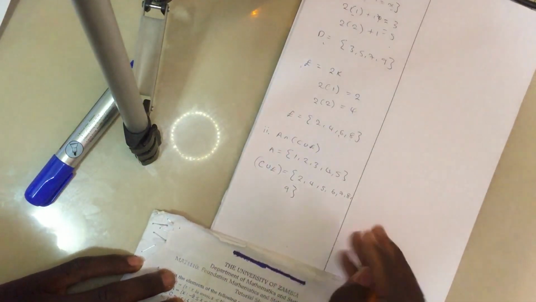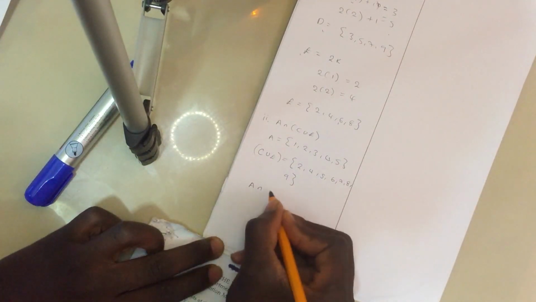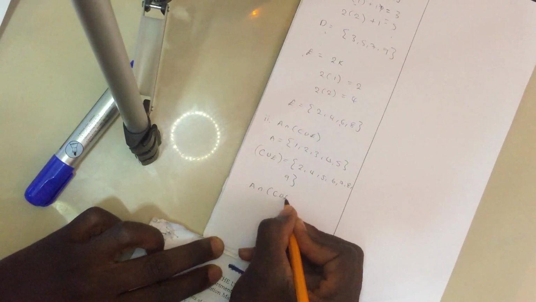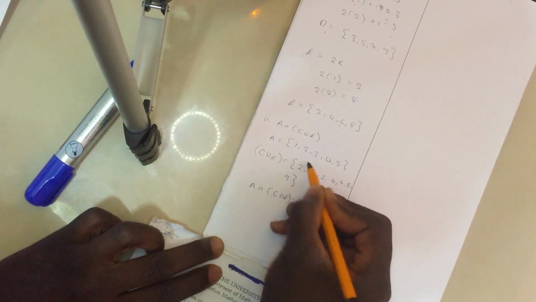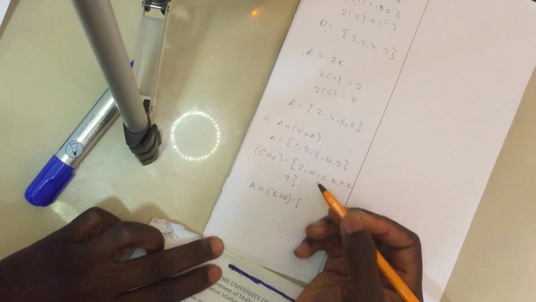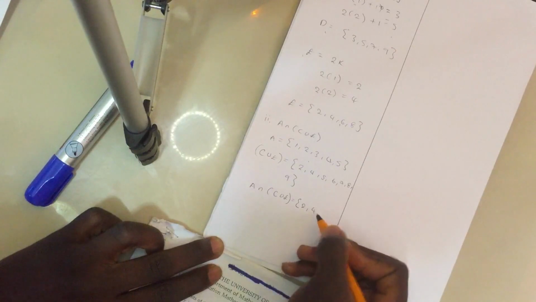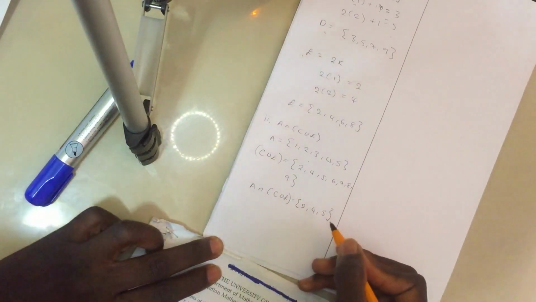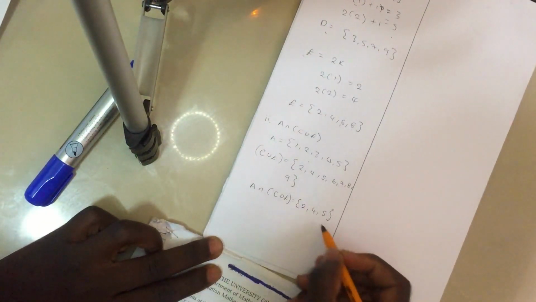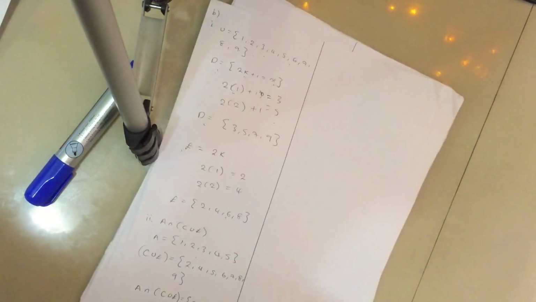And so now what we're looking for exactly here is A intersection C union E. So what is common between the two sets here? The common elements here are 2, we have 4 there, and we also have 5. So that's our answer, 2, 4, 5. That's our answer for this particular question. So we found the elements of A intersection C union E.